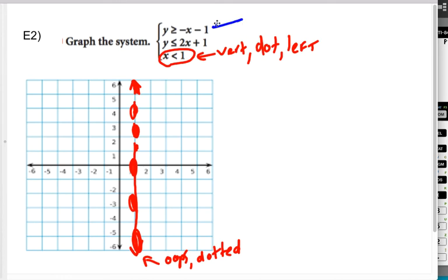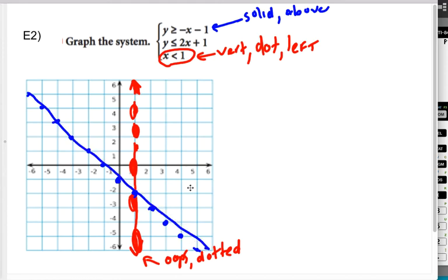All right, so let's graph this guy. This guy is going to be solid because of the equal to, and above because it says greater than, right? So I'm going to start at a y-intercept of -1, and my slope is -1, which means down 1, right 1. So it's going to look like this. Okay, and it's solid.